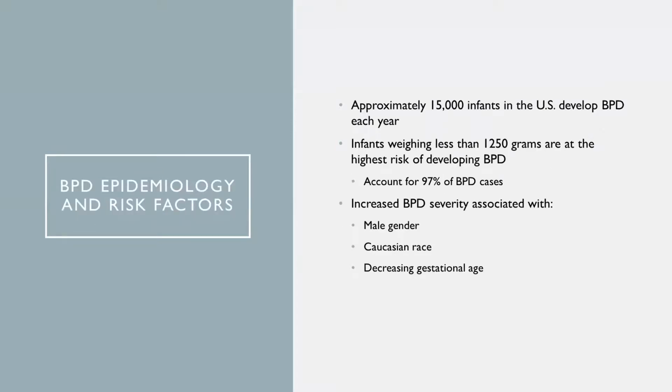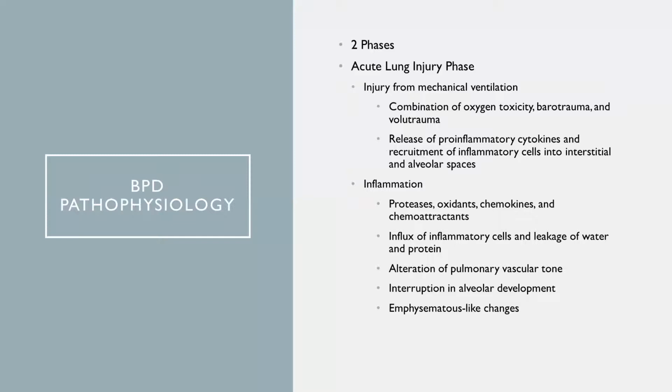So epidemiology and risk factors for BPD include: infants weighing less than 1,250 grams are at the highest risk for developing BPD and account for 97% of cases. And also, increased BPD severity is seen with male gender, Caucasian race, and decreasing gestational age. Approximately 15,000 infants in the U.S. develop BPD each year.